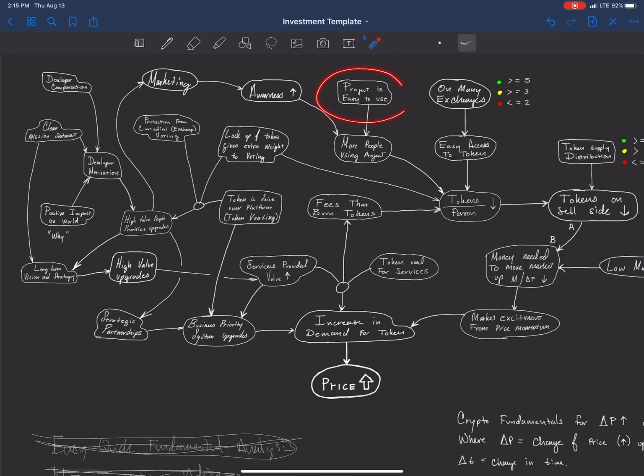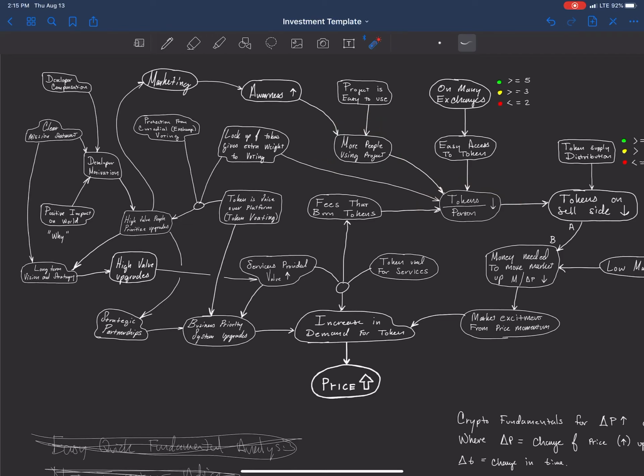Is the project easy to use? That means more people will use it, which means once again, the tokens per person will go down. Is there good marketing, which means awareness, which means more people using, which means less tokens per person.